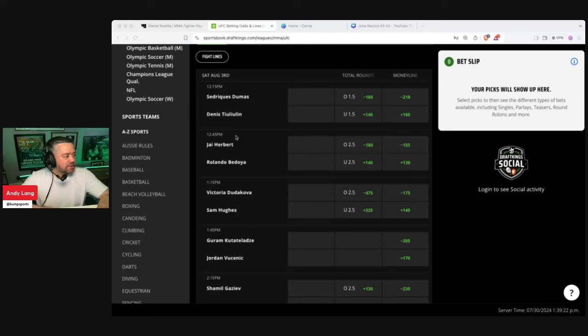Let's see here. Cedric Dumas and Dennis Tallulin. I like the over, but it's too juicy. I like Dumas a lot in that fight. I think Tallulin's done. Over-under, not going to do much with it.